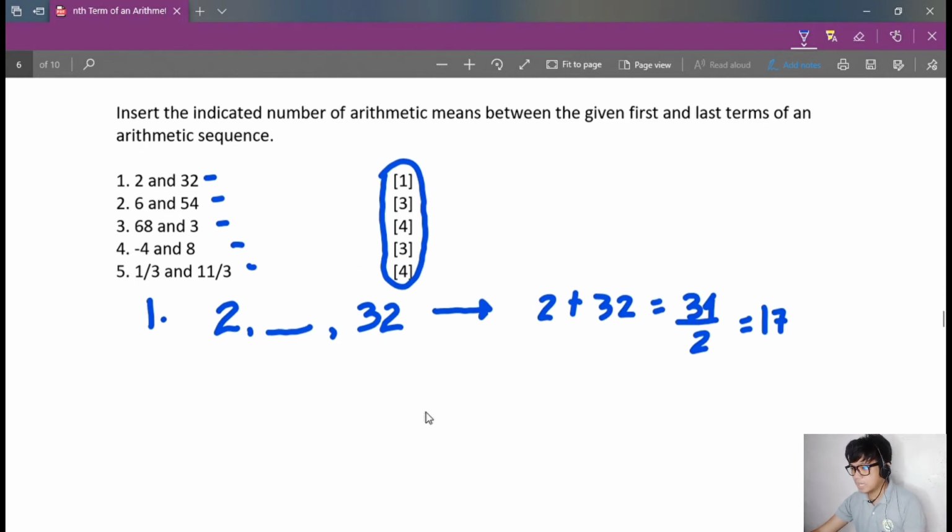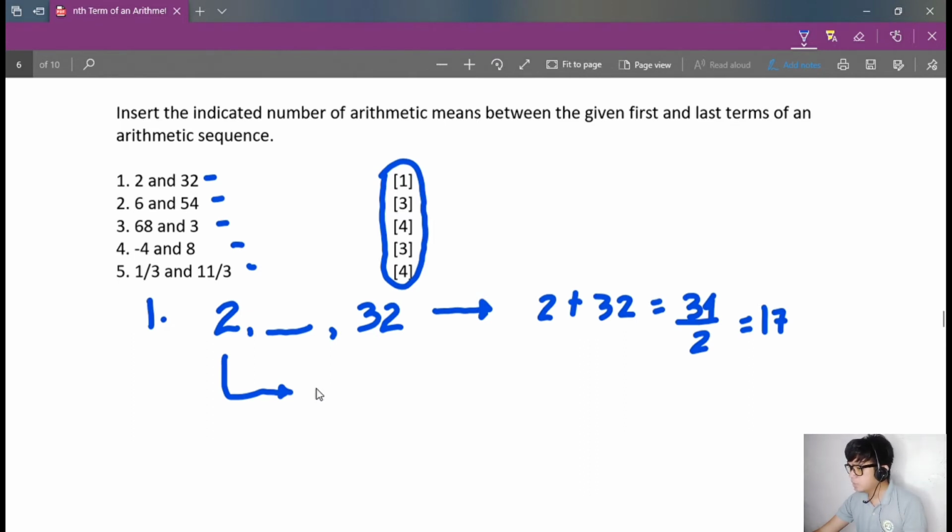So, try daw natin using the formula. I-try natin siya using the formula. Para malaman natin yung term dito, kailangan natin ng common difference. So, hindi man natin makuha ang common difference, it is because wala kasi magkasunod na term. Tama? Hindi magkasunod yung 2 and 32. So, hanapin muna natin si common difference.